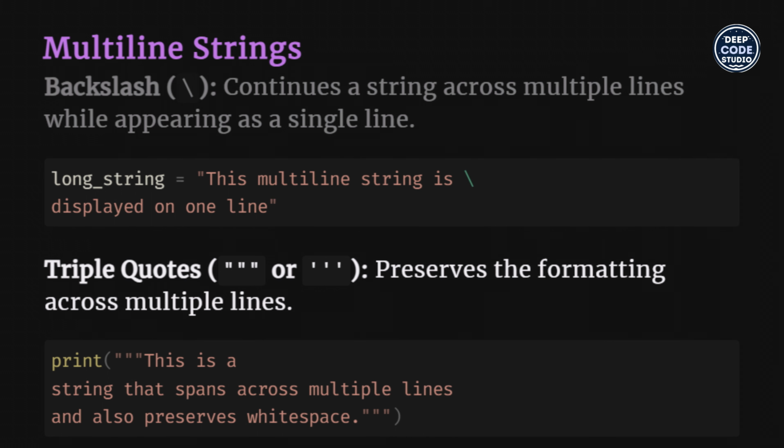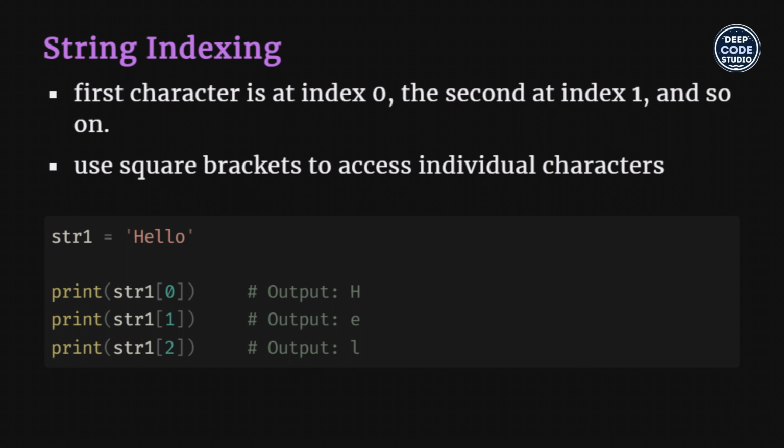Then you might be wondering how to access individual characters from a string. Let me tell you that every character in a string has an index and it starts from 0. Then the second character is at index 1 and so on. Therefore, if you want to access any particular character, then you can specify square brackets including that index to access that individual character from the string.